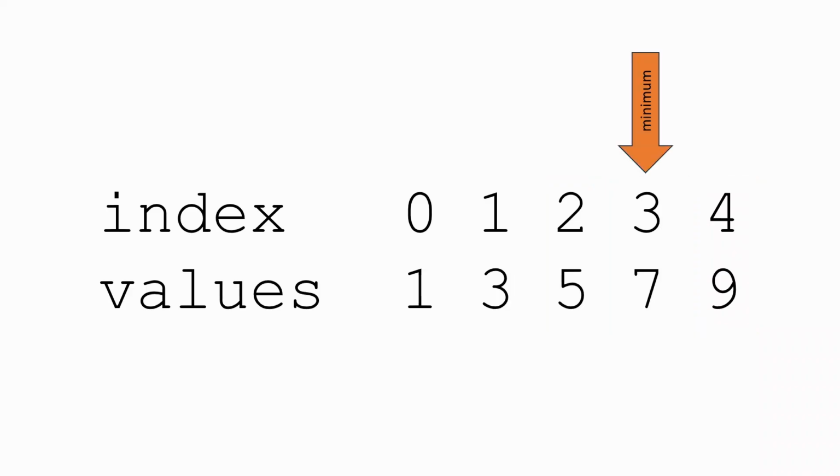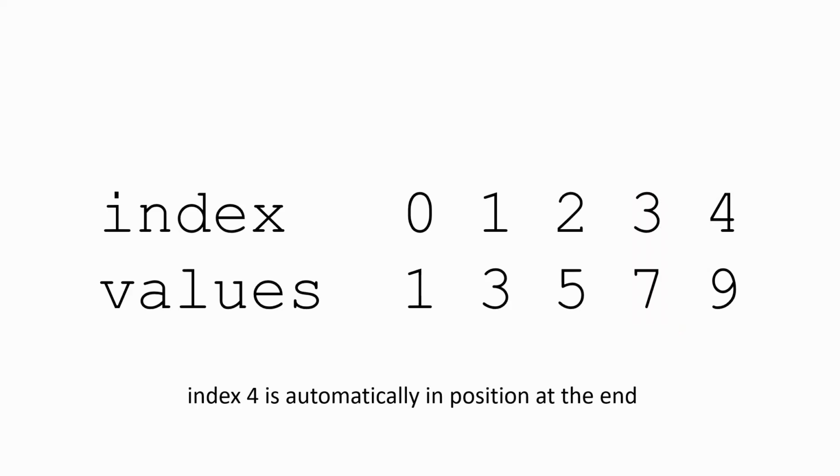Then we look at index 3, which has the value 7. 7 is declared the minimum value. It's compared with 9. It's still the minimum value. It's already in the correct position, and so no swaps are made. We don't have to worry about the value at index 4. It's already in the correct position.